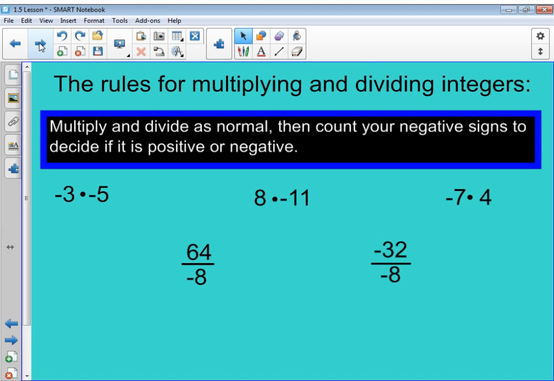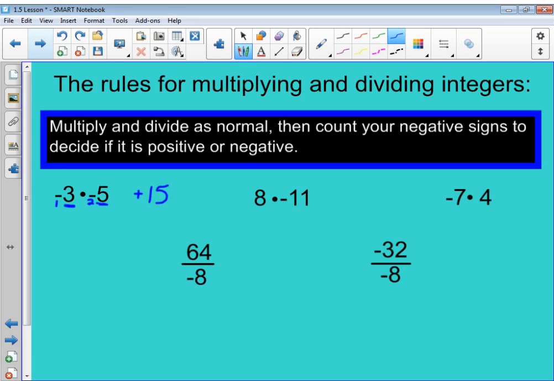Okay, today we're going to review really quick those rules that we used when we multiplied. In lesson 4, when we multiplied integers, we thought of it like this. Let's multiply as normal. 3 times 5 is 15. And then we counted our negative signs. 1, 2. When we count those negative signs and we have an even number, that's a positive answer. So here we end up with positive 15.